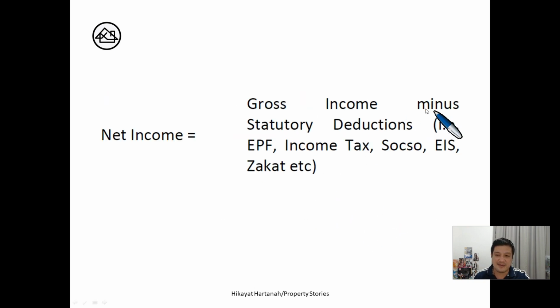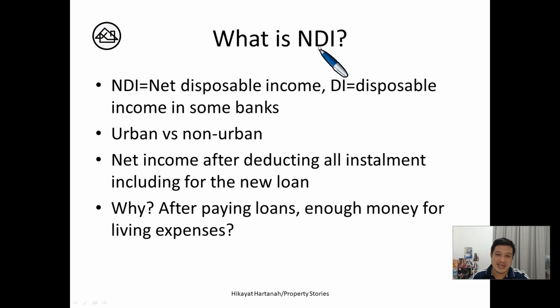So what is the net income? Net income, as I showed just now, is gross income minus the statutory deductions: EPF, income tax, also EIS, zakat, whatever it is. Easy to say, net income is the money that goes into your bank account, okay? The money that goes into your bank account, that is your net income that will be used to calculate your DSR.